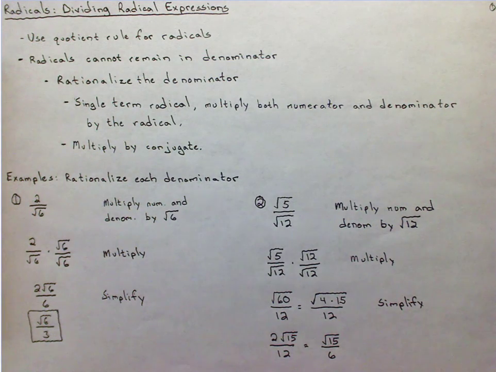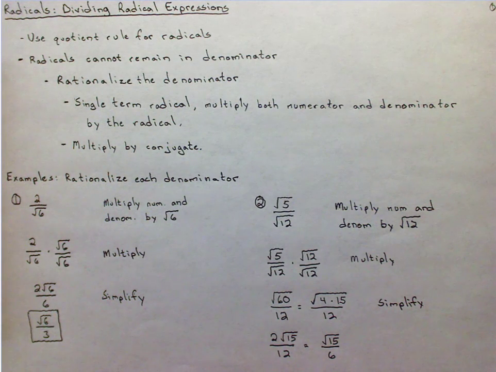Hello everyone. Today we're looking at dividing radical expressions, and you're going to use the quotient rule for radicals. It's etiquette that radicals cannot remain in the denominator. It's very much like you need to simplify a fraction in order for it to be the correct answer.